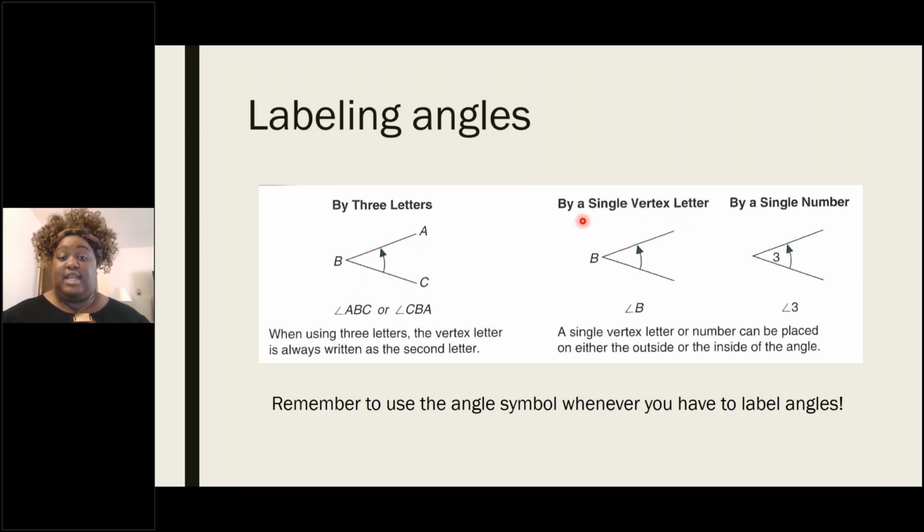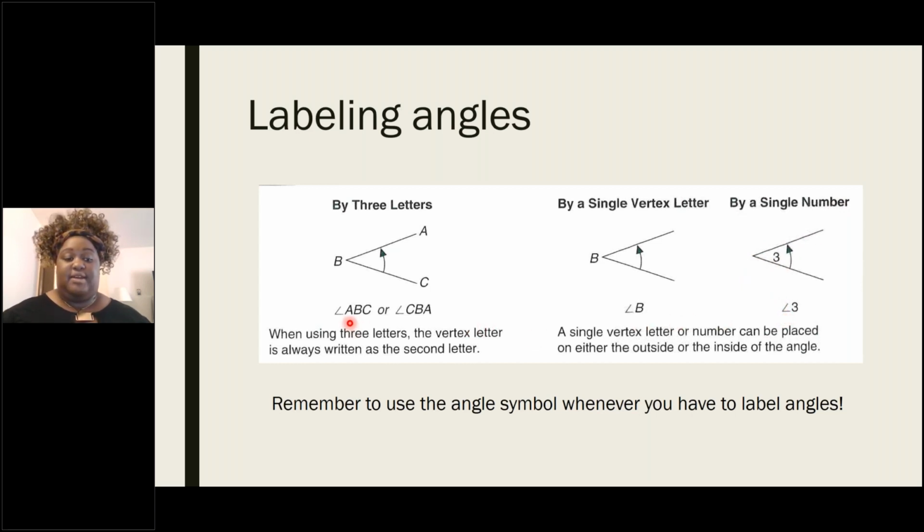The next one is we can name it by a single vertex letter. It could be just a letter at the vertex. In this case, it'll be angle B, and that's just what that angle is called. Or it could be a number, and it may not be on the outside, it may be on the inside, but it's at the vertex, so that makes it angle 3.